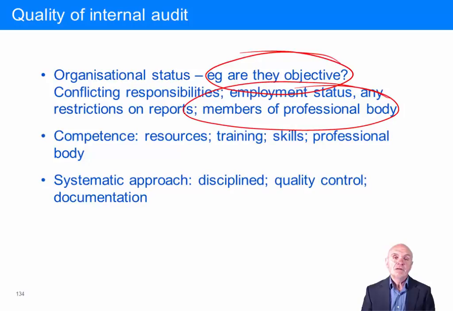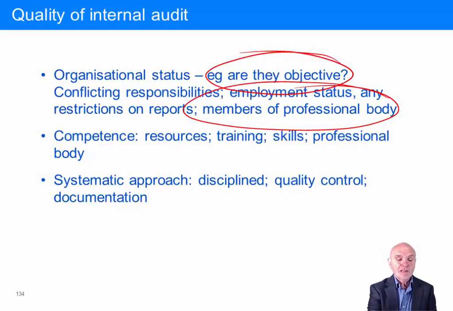We want to make sure that they're competent, that they have the proper training, that they have time, that they have the right resources and so on to do their work. You're not going to get a very good, satisfactory internal audit done if people have not got the time to do it, or not got the training, and not got the resources.